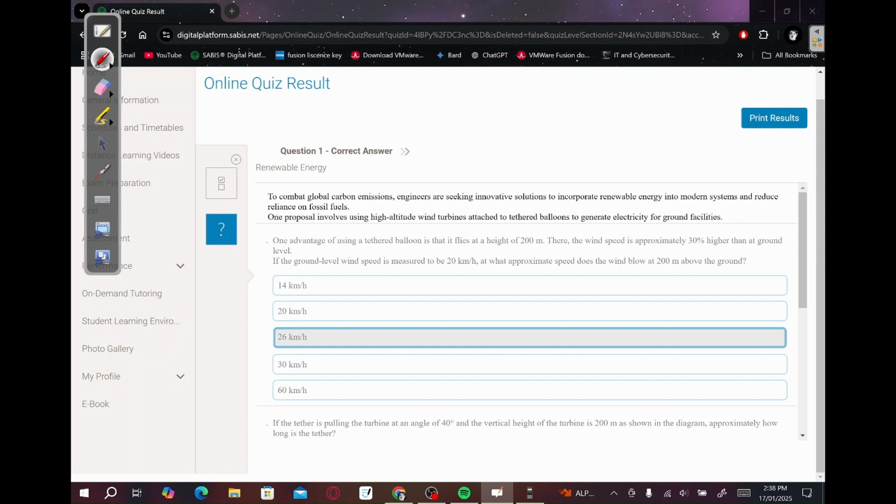the ground? Okay. So first, we know that the wind speed up is 30% higher than it is down, right? So what we're going to find is 30% of 20, so 0.3 times 20. This gives us 6 kilometers an hour. Now, this isn't the speed that is up. This is how much faster it is up 200 meters in the sky than it is on ground level. So this is the difference in the speed.